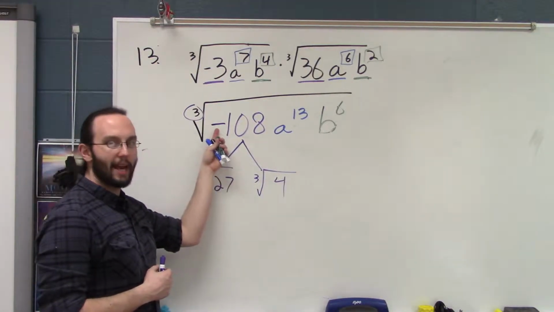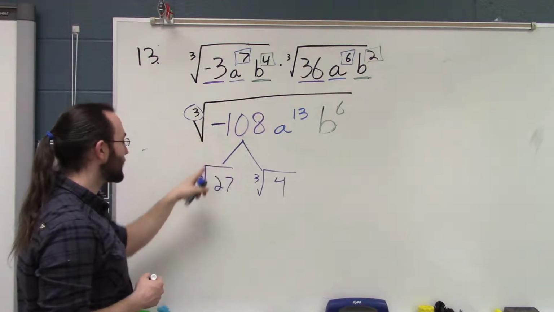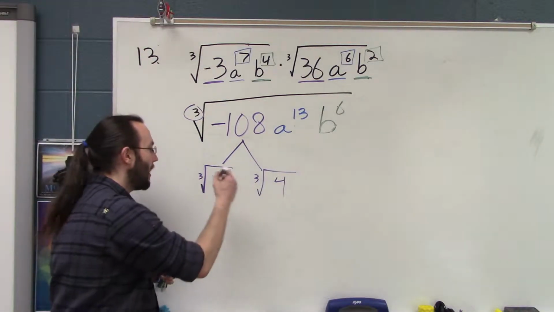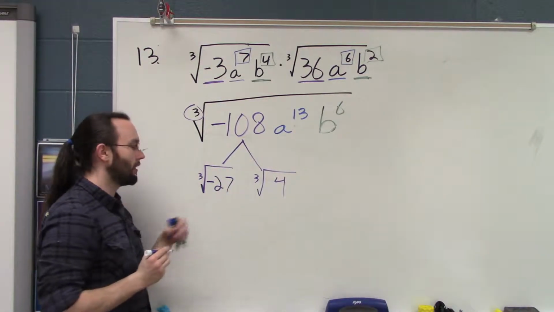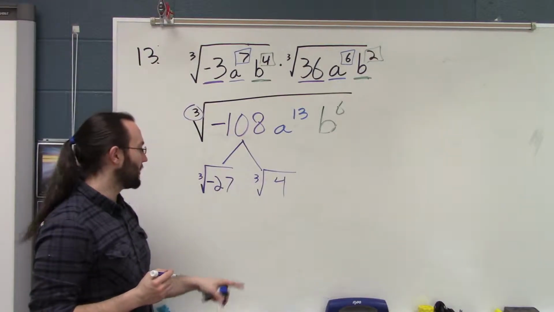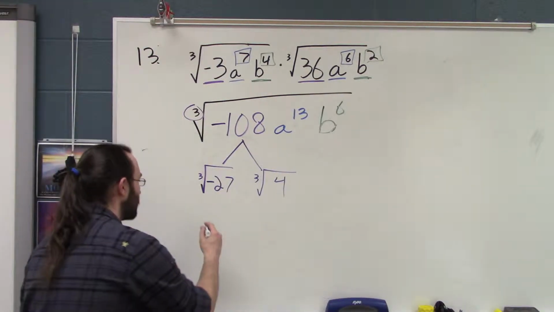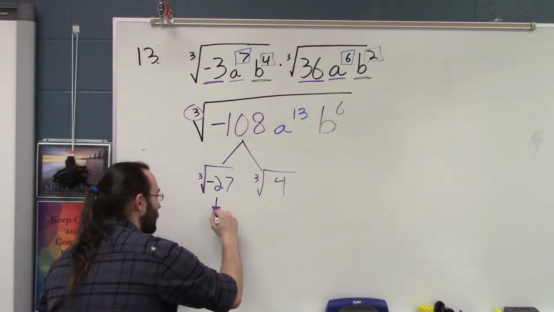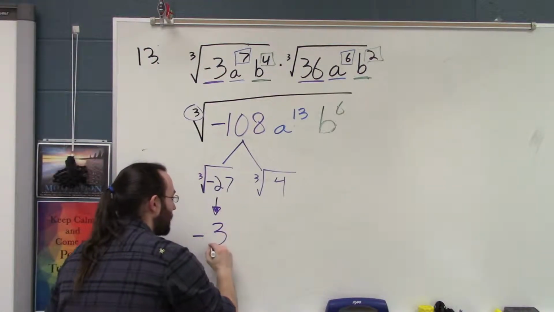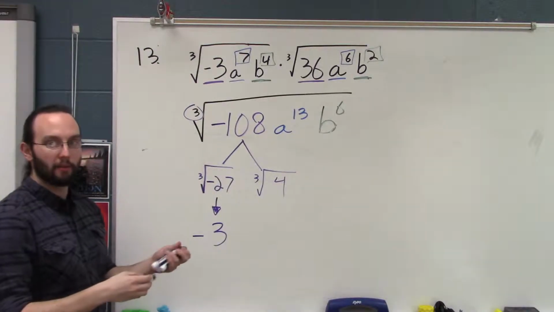We also have this negative to deal with. So because we can take the cube root of a negative number, I'm actually going to bring that negative out with the 27. The reason why is because I can take the cube root of -27. Cube root of -27 is just -3. So -3 is going to come out of that radical.